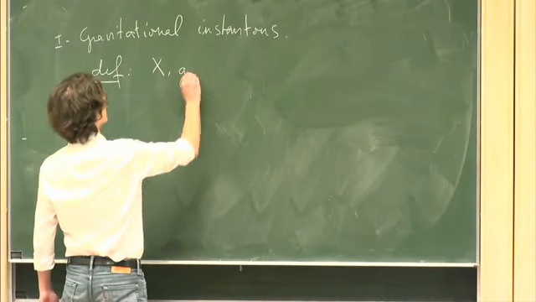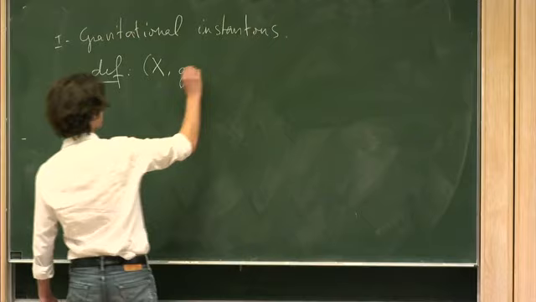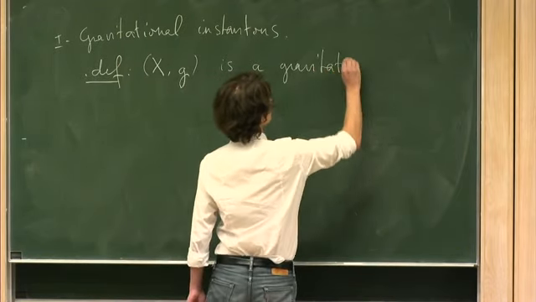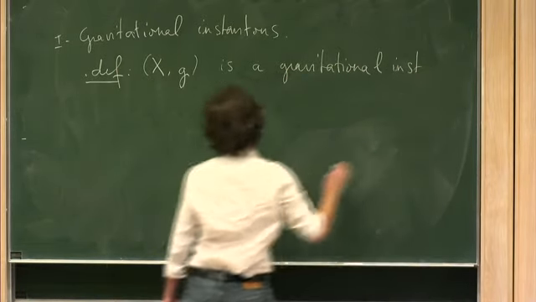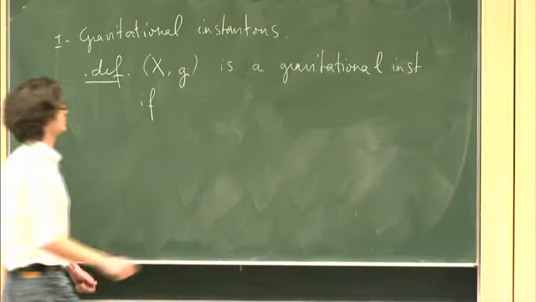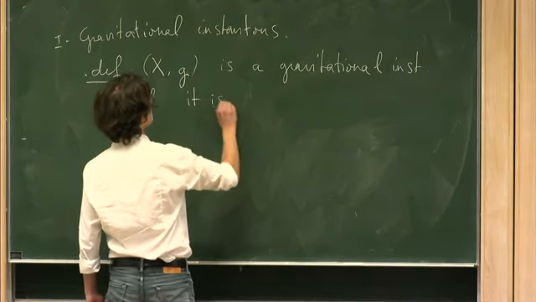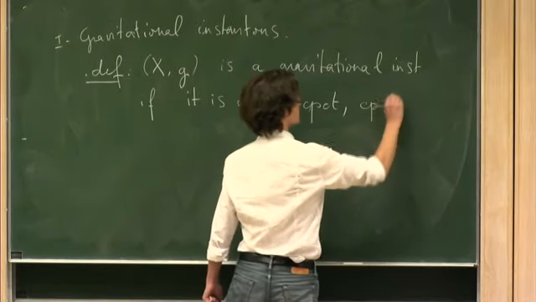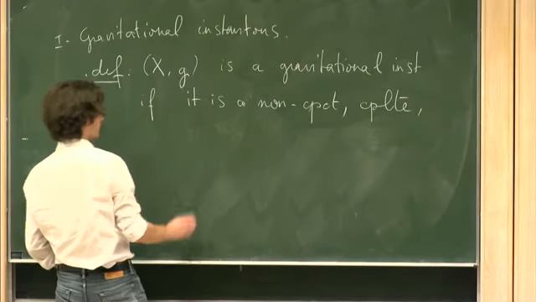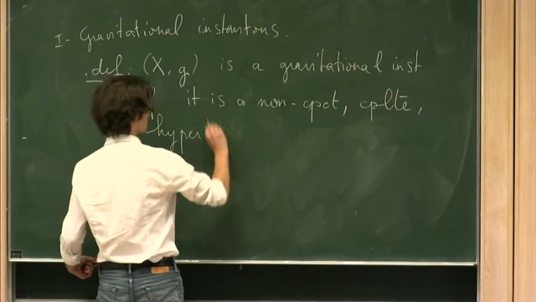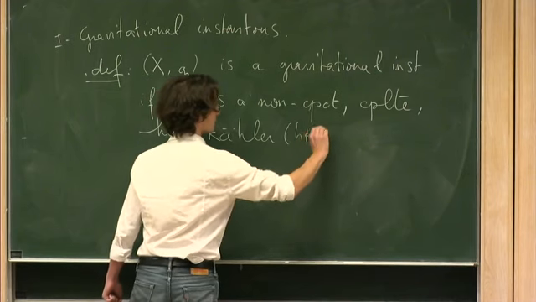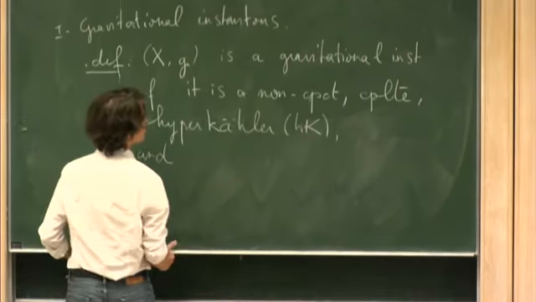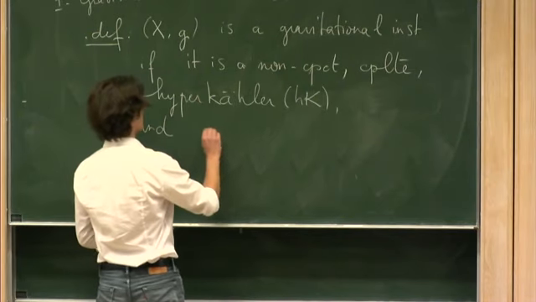So I consider a Riemannian manifold (X, g), and I call it a gravitational instanton if X is non-compact, if it is metrically complete, if g is hyperkähler, and if the Riemann curvature tensor of g satisfies some L2 condition.